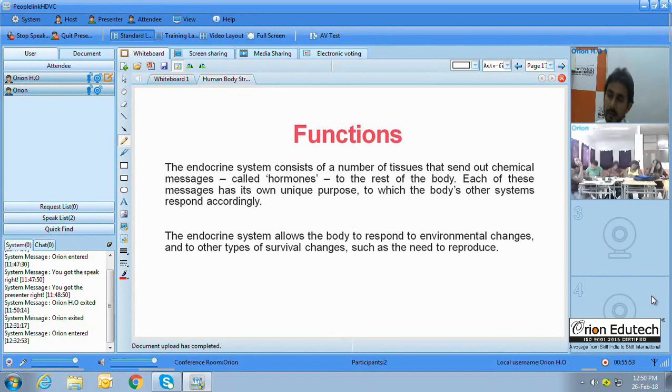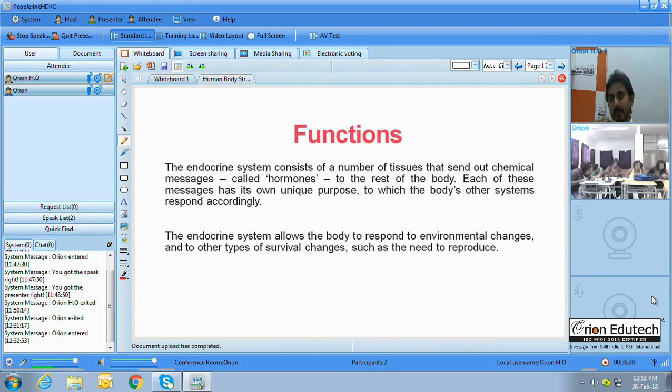Okay. Then we come to the functions of the endocrine system. The endocrine system consists of a number of tissues that send out chemical messages called hormones to the rest of the body. Each of these messages has its own unique purpose, to which the body's other systems respond accordingly.